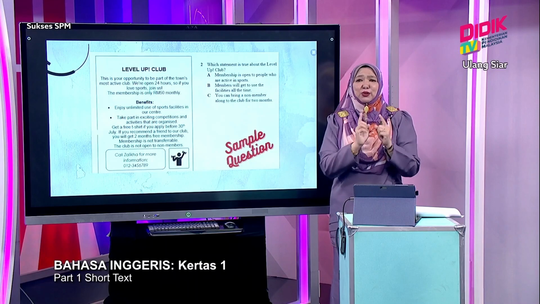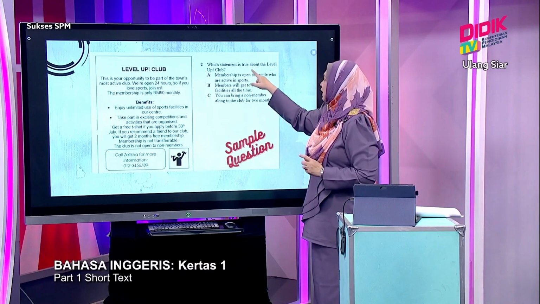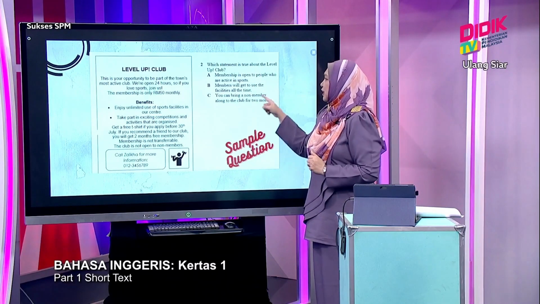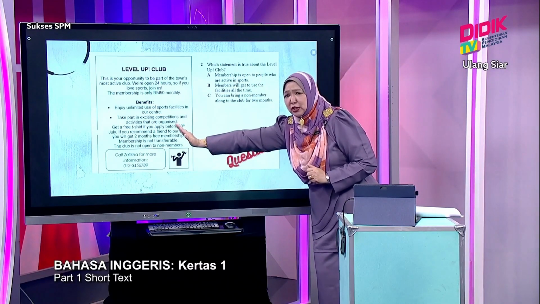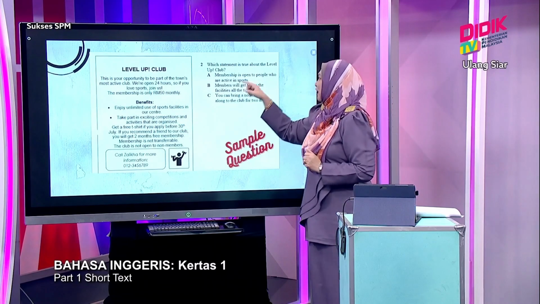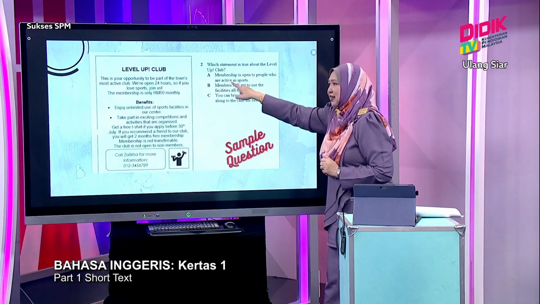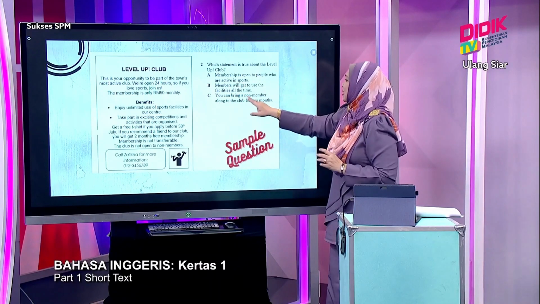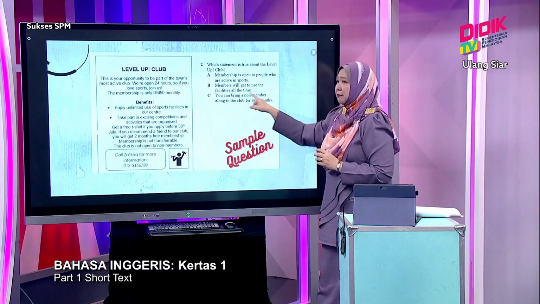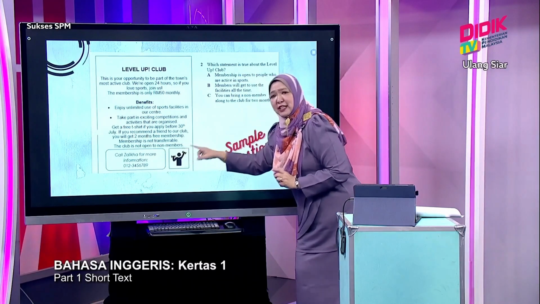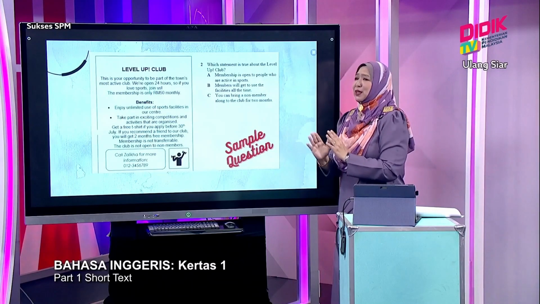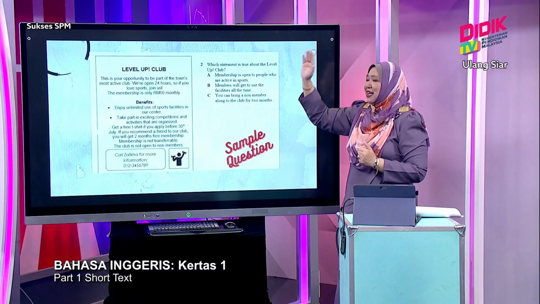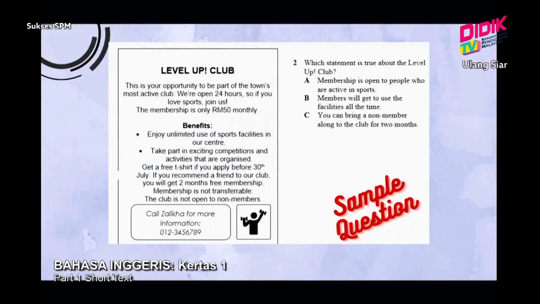So that is how you look for clues. The keyword here is true. You want something that is true, and then when you look at the answers given, go back to the stimulus, and the clues are there. For example, open to people who are active. Active is not the same as love, so that is not the answer. And then you can bring a non-member, but here it says not open to non-members. So that is how you match the clue to the one in the stimulus. So that is how you answer part 1.